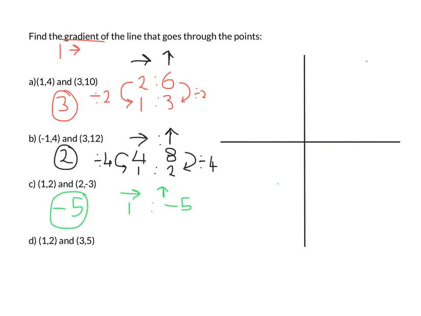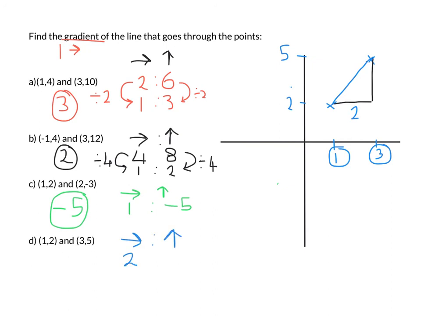And the last one is 1, 2 and 3, 5. So let's plot our points again. So we've got 1 across, 2 up. So 1, 2, and then 3 across, 5 up. 3, 5. Join our points together. Draw our right angle triangle on. And start thinking, well, what have we done? So we've gone from 1 to 3, so that's 2 across, and we've gone from 2 to 5. So that's 3 up.